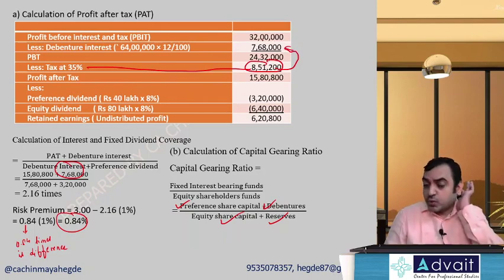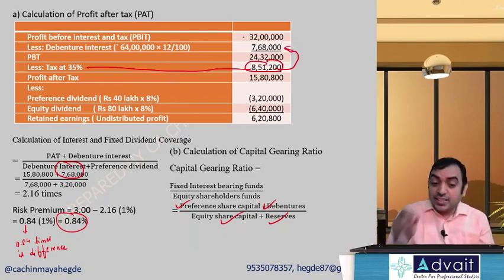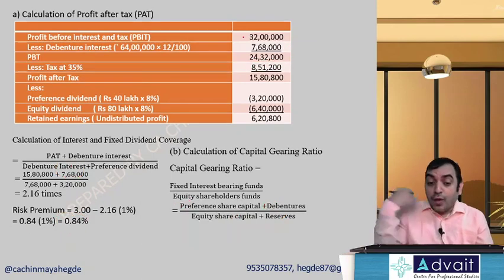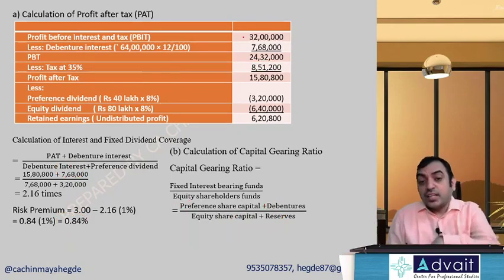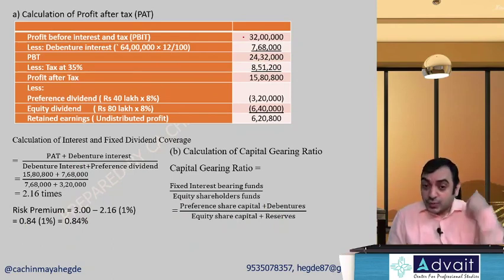That debenture impact is also considered. So tax saving is already considered. If you add back, what will happen? The tax saving will be removed. We don't want that to be removed. That should be there with us because debenture interest is with us.